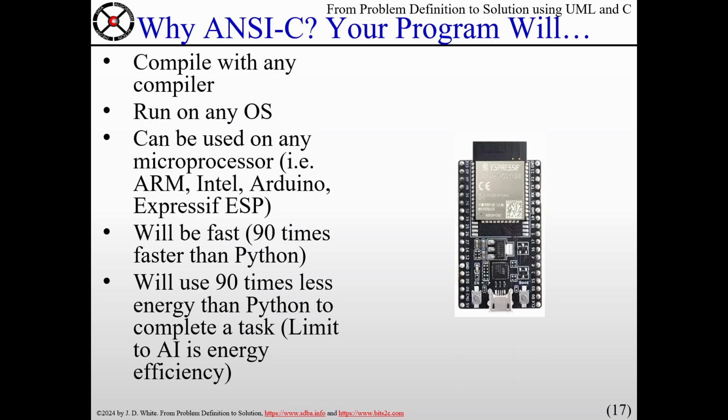Right now, one of the key limits for AI is energy consumption. Just like Bitcoin, it takes a lot of electrical energy. C can do the same thing with 100 times less energy. So, if the limit for AI is going to be energy consumption, C is going to be a way to go past that. Alright, I hope I convinced you now that C is important and UML is important.